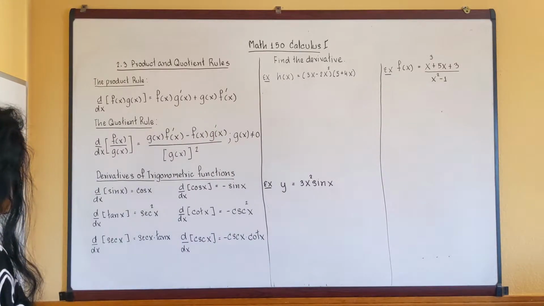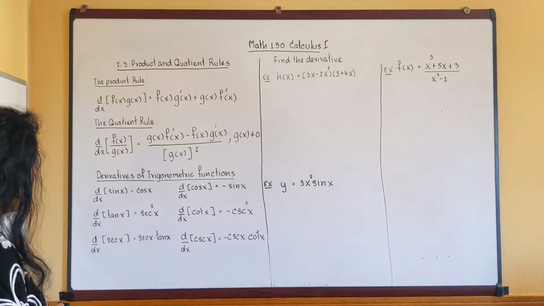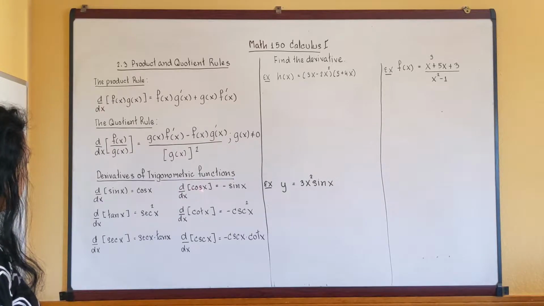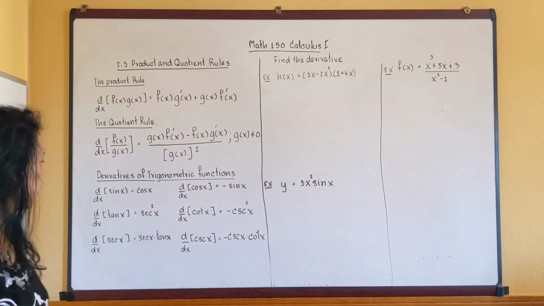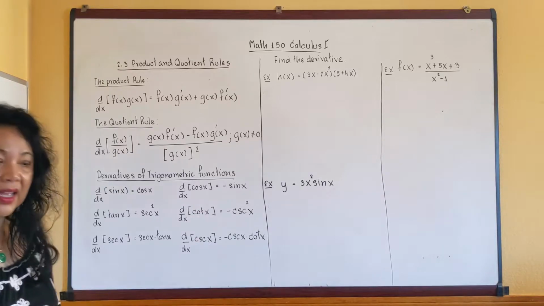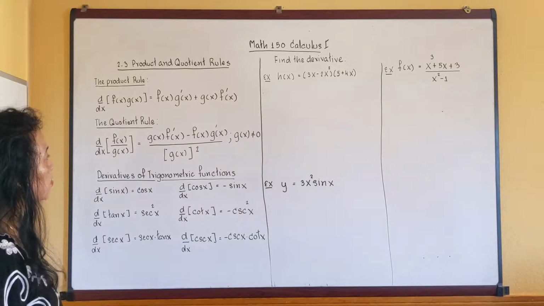quantity squared. Now for the trig functions, I gave you the two trig functions last time. Derivative of sine of x is equal to cosine of x. Derivative of cosine of x equals negative sine of x. And today I give you 4 more trig functions: the tangent, the secant, the cosecant, and the cotangent. Now let's look at our first example.